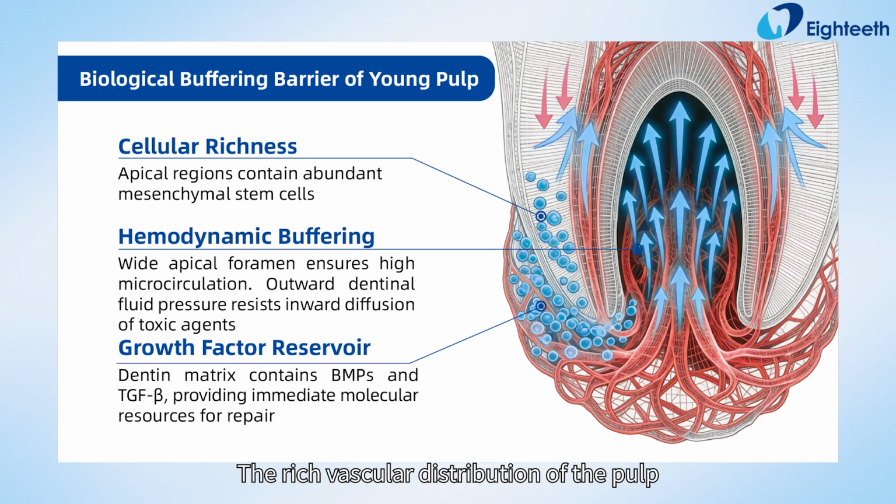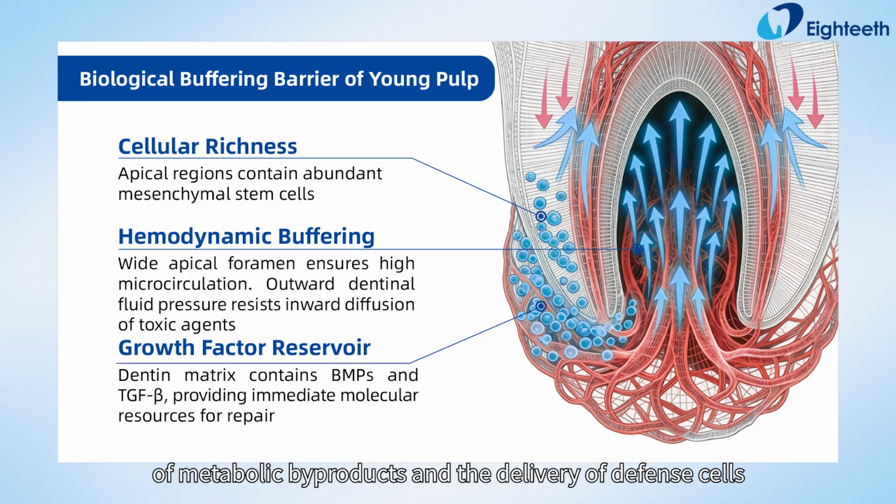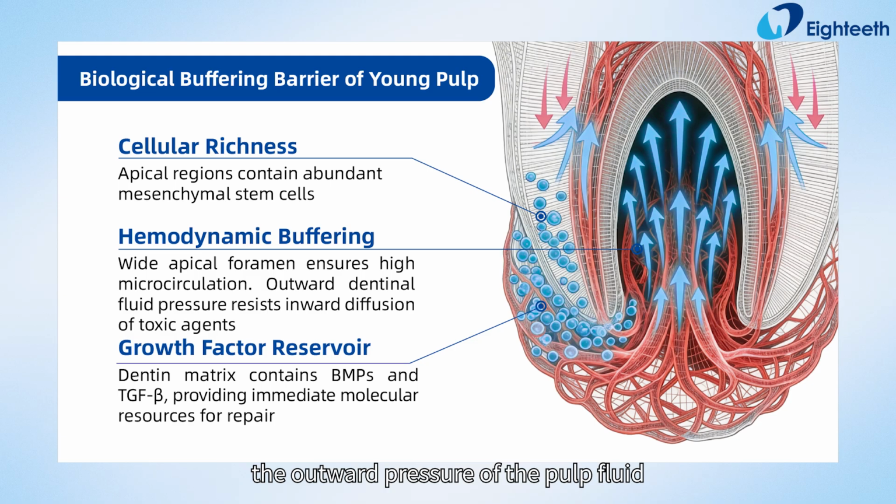The rich vascular distribution of the pulp in young permanent teeth acts as a biological buffer. In the presence of toxins or inflammatory mediators, blood flow facilitates the rapid clearance of metabolic byproducts and the delivery of defense cells. When chemical devitalizing agents are applied, the outward pressure of the pulp fluid and high microcirculation rate initially resist the apical diffusion of the chemicals.